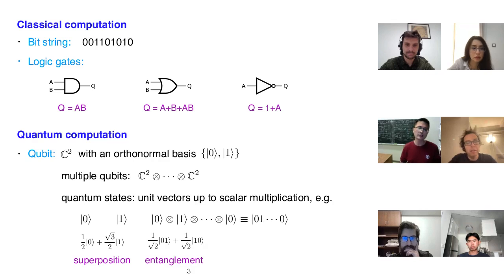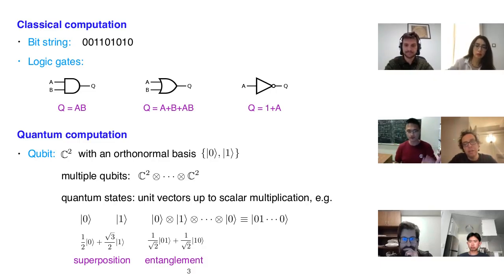in quantum computation, the bit is replaced by a quantum bit or a qubit, which abstractly is just a two-dimensional Hilbert space with an orthonormal basis, which we denote by the ket 0 state and ket 1 state. Multiple qubits are formed by taking the tensor product of several copies of C2. A quantum state is a unit vector in the multiple-qubit space, defined up to scalar multiplication.